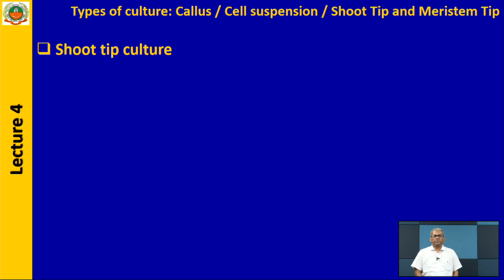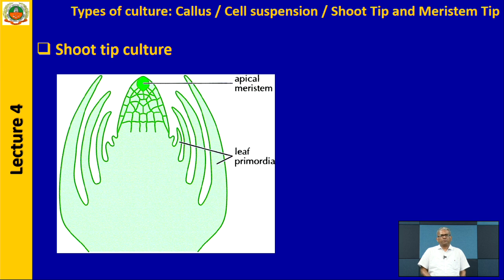Next, we move on to the topic of shoot tip culture. Shoot tip culture is nothing but an extension of meristem culture, where we take explants that are longer in length. So, shoot tip culture includes the meristem tips as well as the young differentiated leaf primordia, as given in this image.